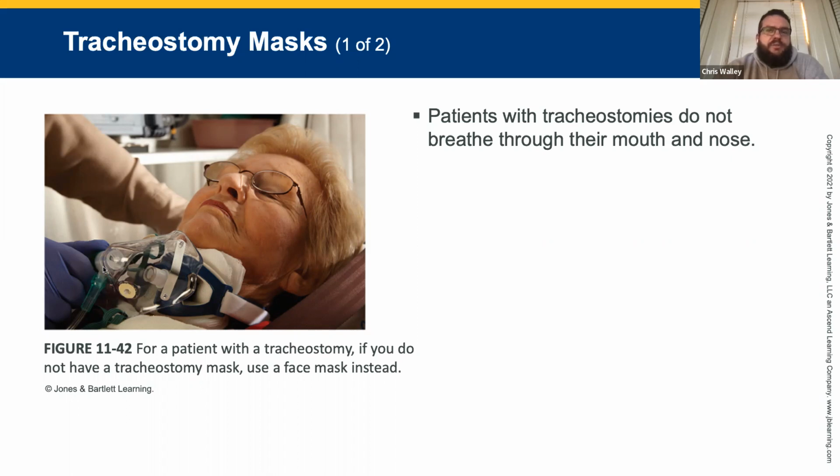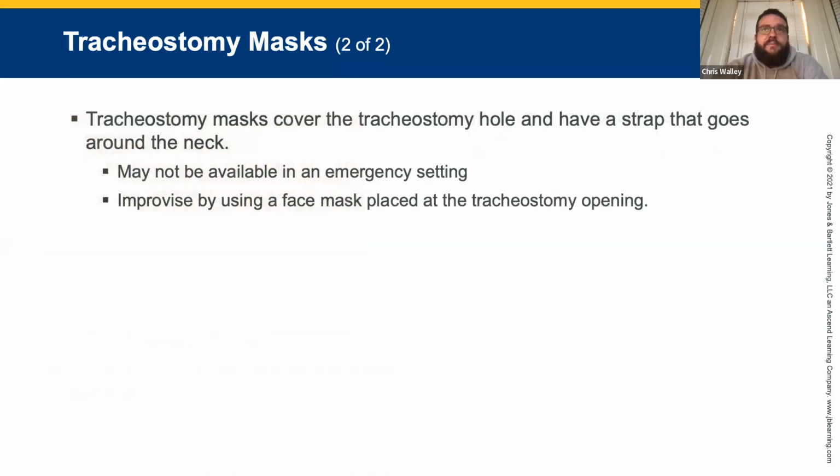Oxygen goes through the bottom. You can use a non-rebreather as a last resort, but as you can see, this is a non-rebreather right here because you can see that it's going down to where it has the bag. But they do have masks that are particularly made for stomas and tracheostomies to help function that way. That's just another type of device that we have to recommend.